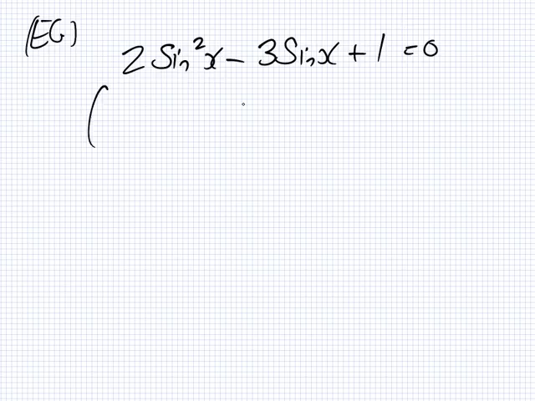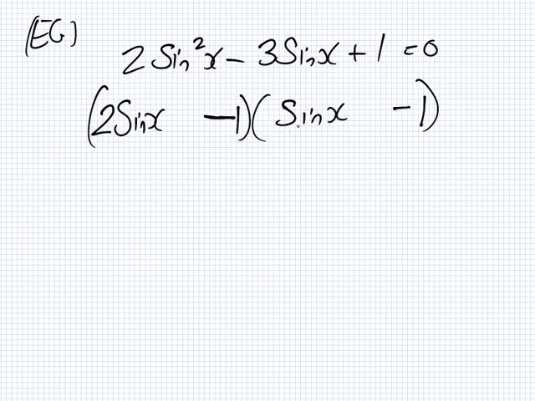So let's see. We try and factor it here. This will be 2 sine x. Well, it has to be a 1 and a 1. And it has to be a minus and a minus. So is it this? Let's see. That's right, and that's right. Yeah, it is like this.